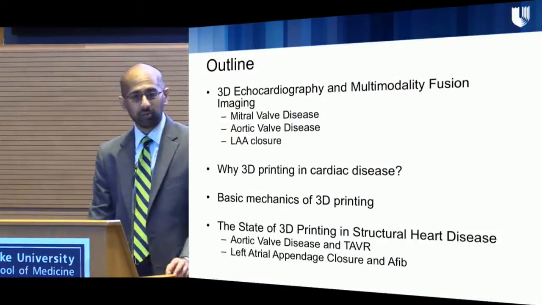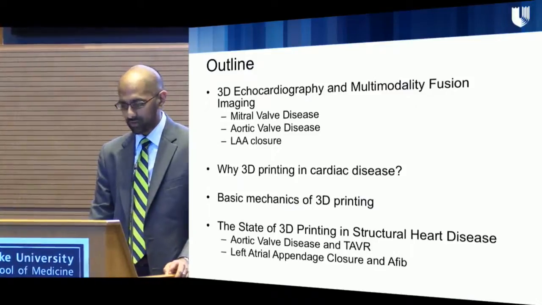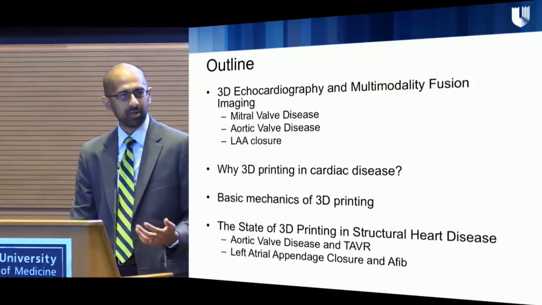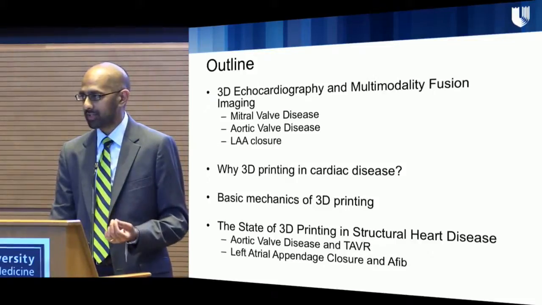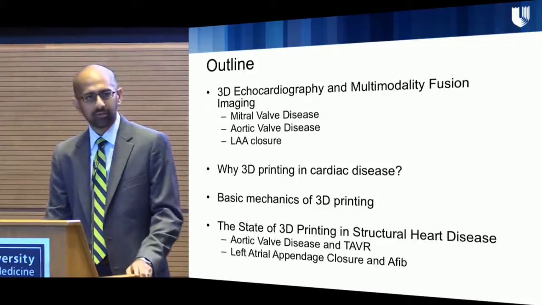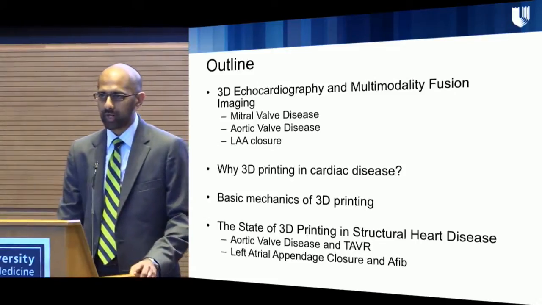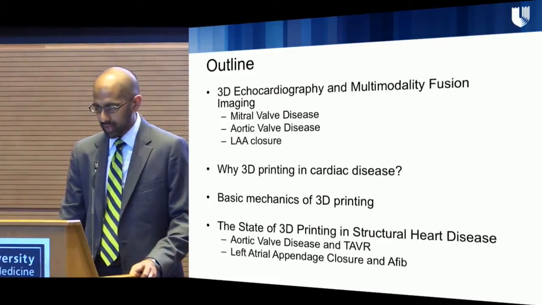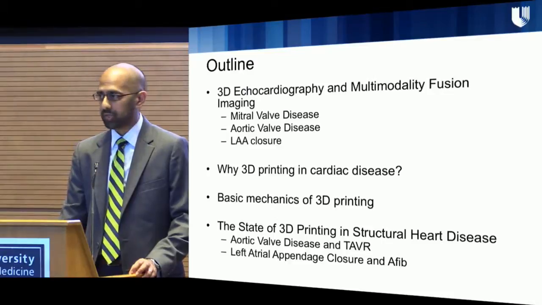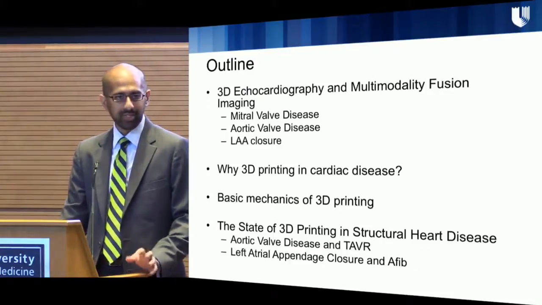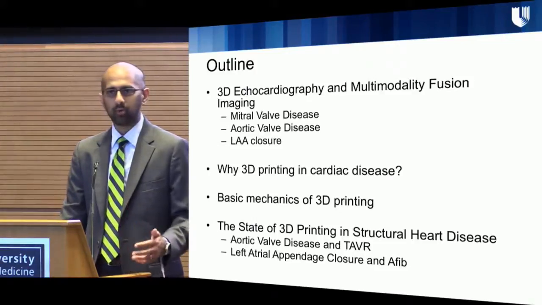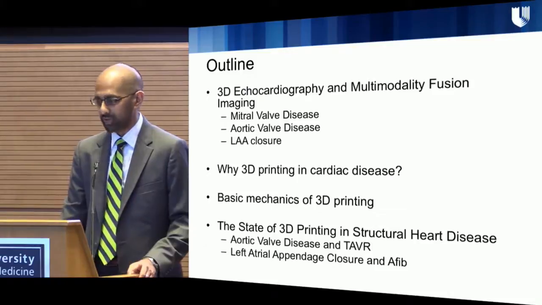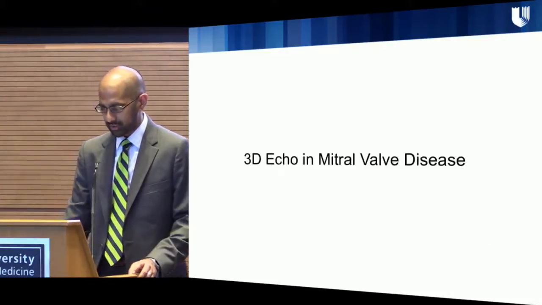And so here's the outline of what we'll talk about. We'll start with 3D echocardiography, and we'll use a couple of different diseases as case studies here: mitral valve disease, aortic disease, and we'll touch a little bit on left atrial appendage closure for those of you who might have some interest in that. And then we'll shift gears and go to 3D printing. We'll talk about why 3D printing in cardiac disease, the basic mechanistic parts of 3D printing, and then where we are in terms of the literature and use of 3D printing in structural heart disease.